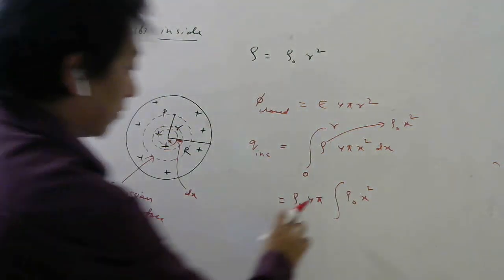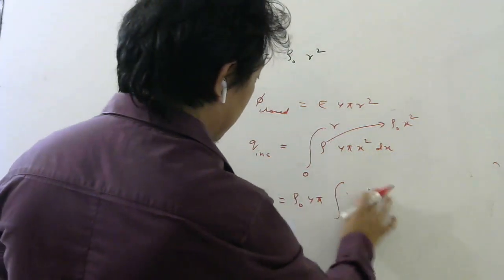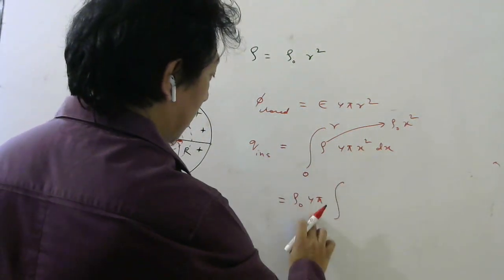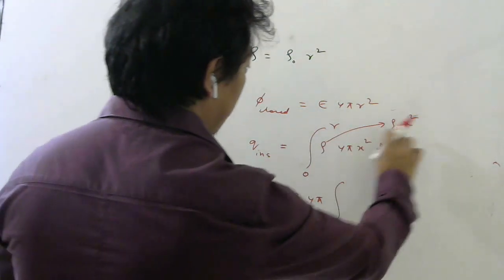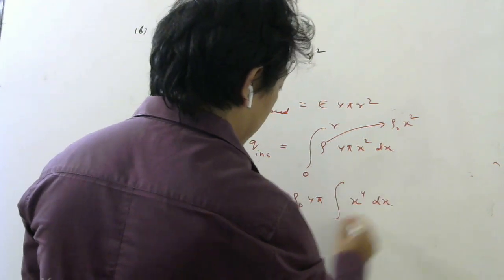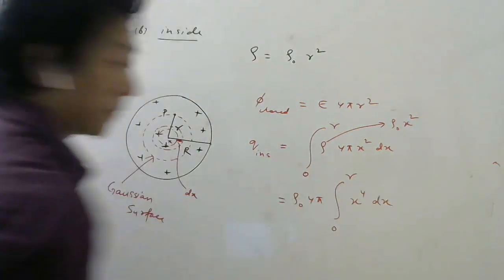So I have to write rho naught x square. Rho naught I took out already, so this will be rho naught x square. Rho naught I took outside, 4 pi I took outside. This will be x square, here x square. So x power 4 dx from 0 to r.